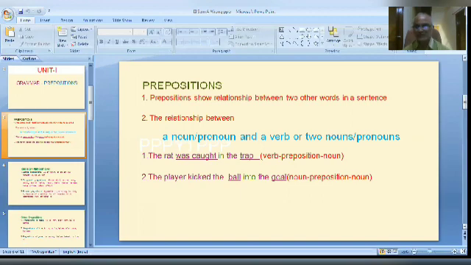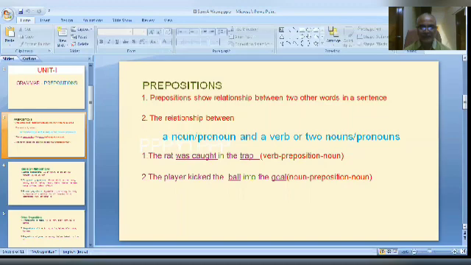The rat was caught in the trap. So the word in is establishing the relationship between was caught and the trap. Was caught is a verb and the trap is a noun. So the relationship between these two words is indicated by in. So in is called a preposition.